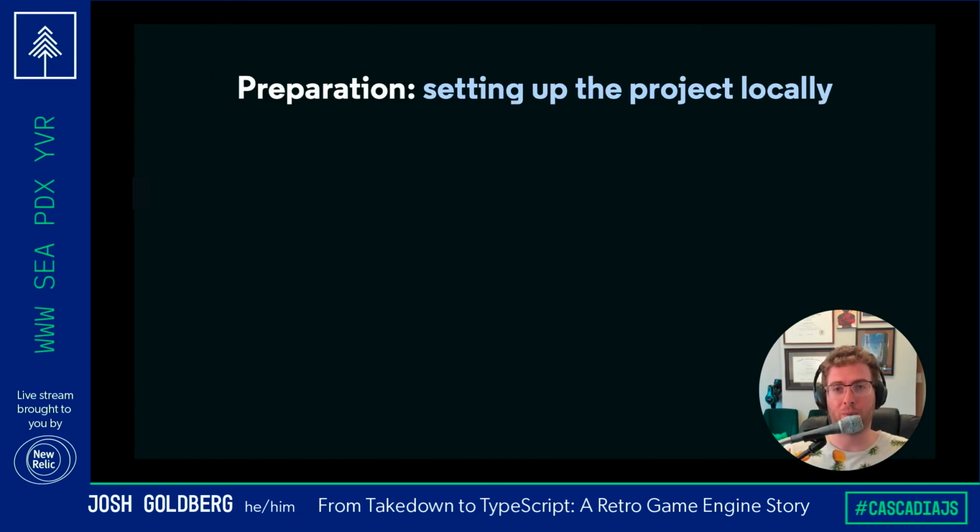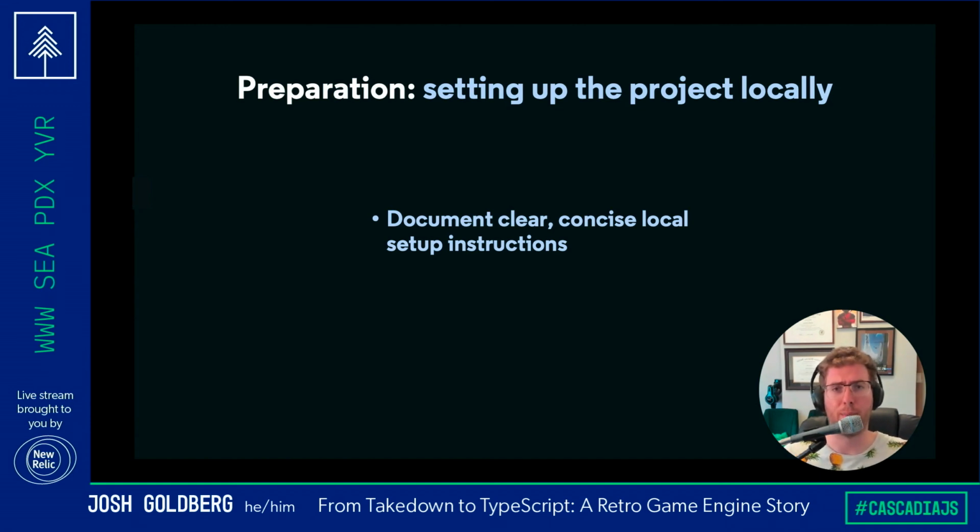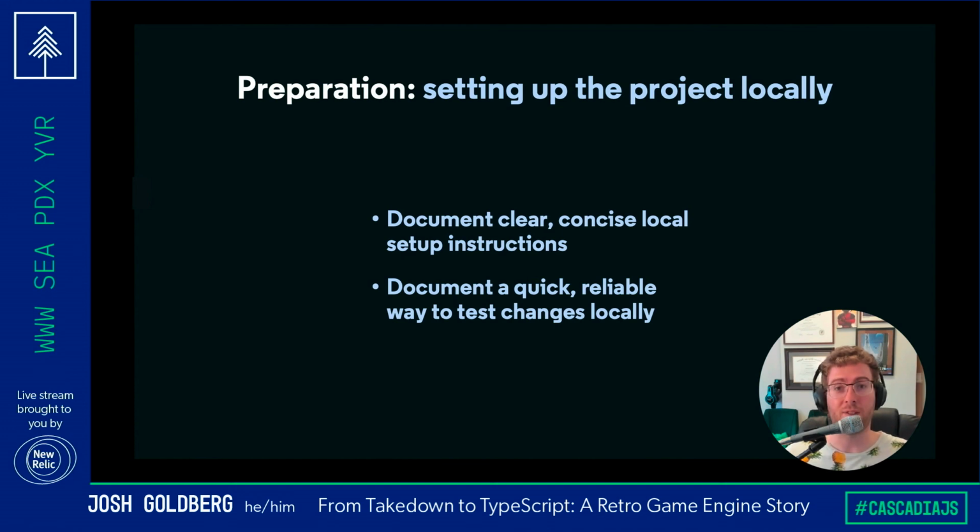Once someone has hopefully become at least a little interested, hopefully convinced, of your project, you want to make it easy for them to set it up locally. Document clear and hopefully concise local setup instructions, yarn installs, makefiles, whatever it is. And once they've got it built, make sure there's a good way to quickly and reliably test local changes. The console.log hello world method should work for someone pretty quickly if they want to open up a DevTool terminal or something.